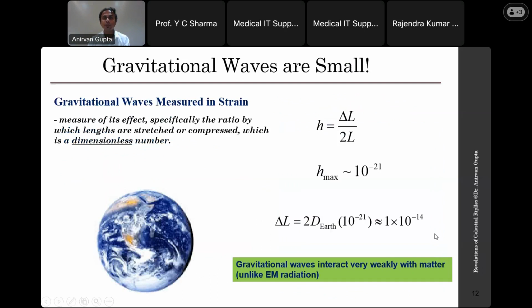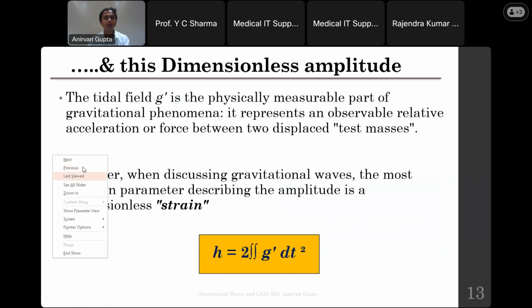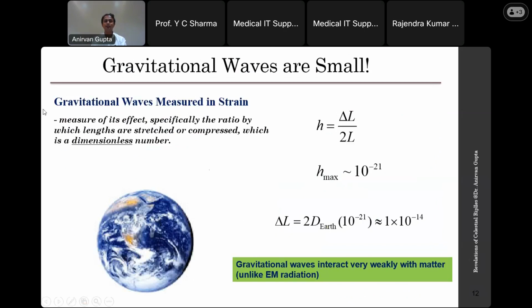If you talk about how gravitational waves are expressed mathematically, we generally measure them as strain. A heavy object dropping in creates some strain. We are not going into the details of the mathematics, however. A gravitational wave is measured by its effect, specifically the ratio by which lengths are stretched or compressed, which is a dimensionless number.